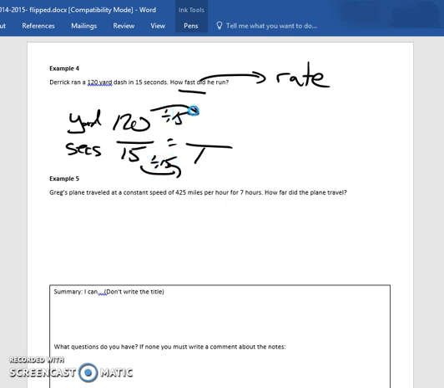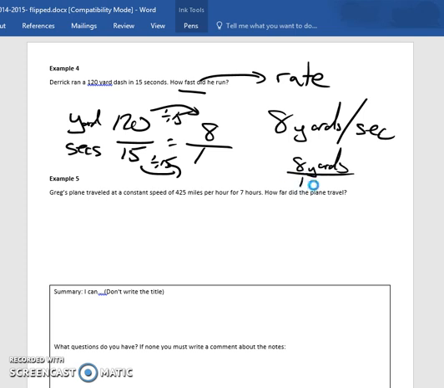Now again, it's not always going to be so straightforwardly laid out, and that's where we're doing that reading and interpreting. So if I reach for my calculator and I type in 120 and divide that by 15, I get 8. So how fast was he going there? He was going 8 yards per second. Again, if you wanted to write it in fraction form, 8 yards over 1 second gets the job done as well.